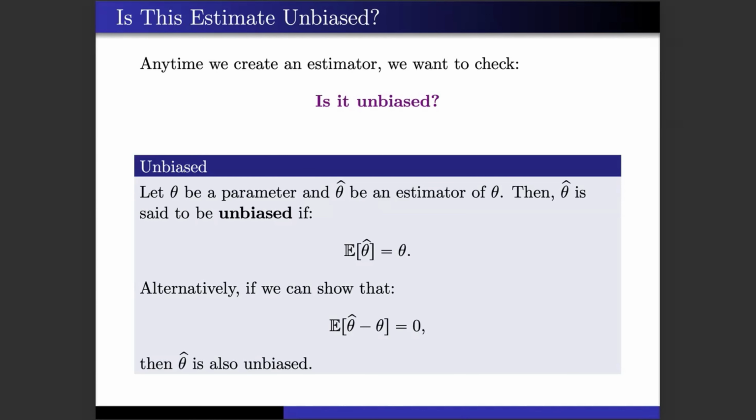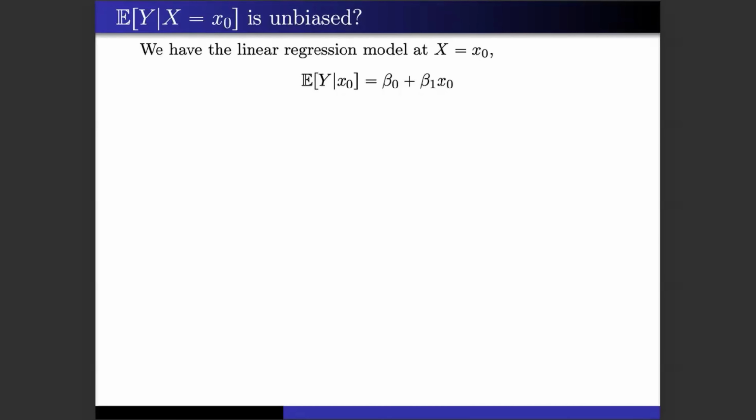And now let's use this definition to prove that the estimate we have is unbiased. So we have the linear regression model at x equals x naught, which is equal to beta naught plus beta 1 x naught. And we have estimated its value now. An estimate of the expected value of y at x naught is equal to beta naught hat plus beta 1 hat x naught. And now we'll prove that this estimate of the expectation of y given x naught is unbiased. In this case, our theta is the expected value of y given x naught, and its estimator theta hat is the expected value of y given x naught hat.